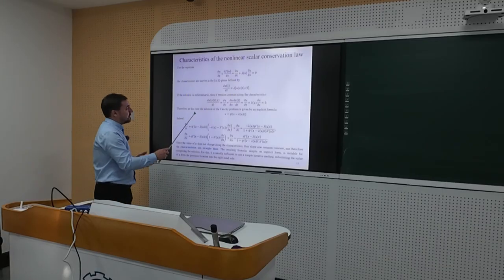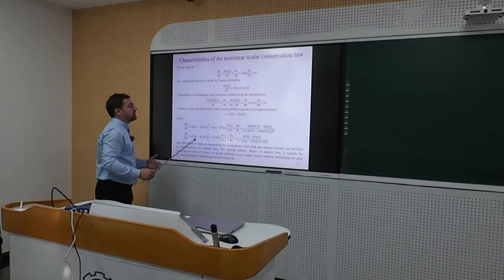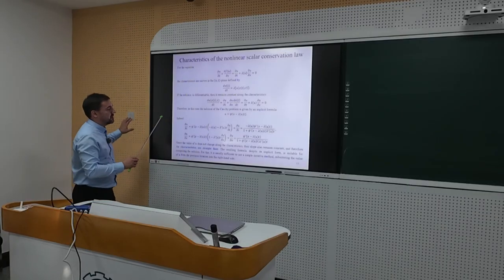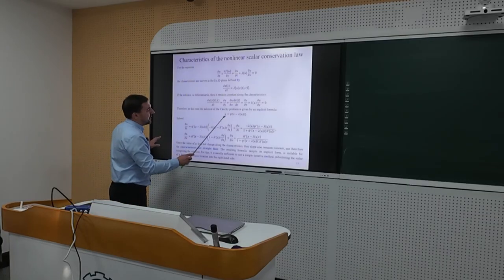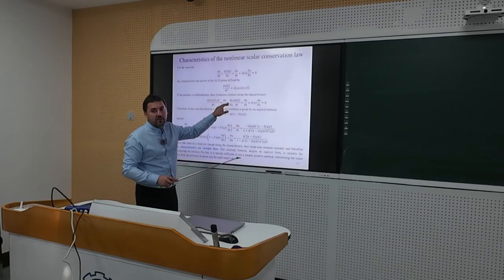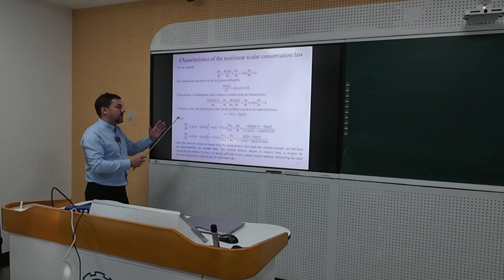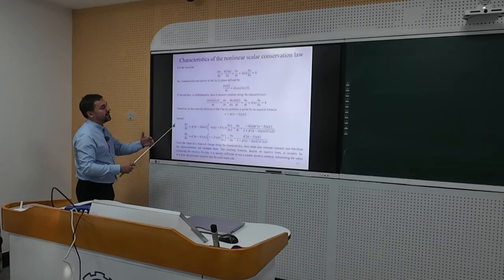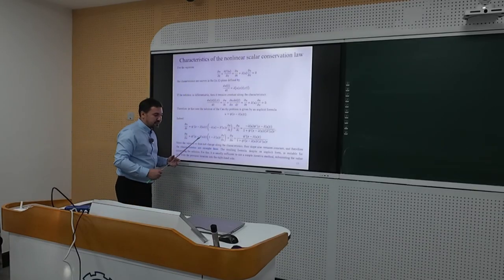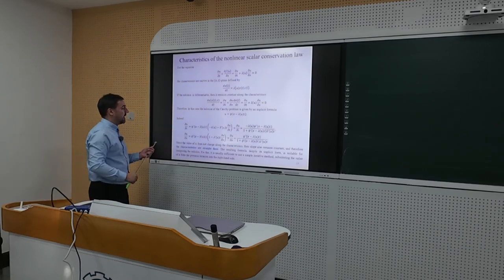therefore, the solution of the Cauchy problem is given by an implicit formula. In contrast to the linear advection equation, we have once again u is psi of x minus lambda u, but here lambda is not a constant. Here lambda also depends on u. And here we have a bit more complex object. So here we have an implicit formula which defines the solution that propagates along our characteristic line.